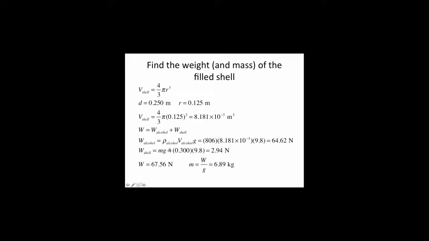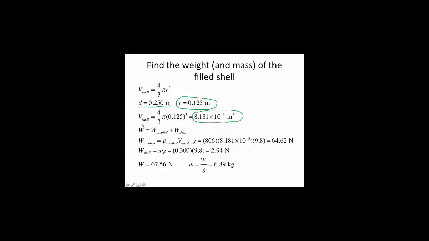Okay, you know this is a spherical shell, so the volume is 4/3 pi r cubed, but we're given a diameter. So we have to divide the diameter by 2 to get the radius. We plug that into our volume equation, 4/3 pi r cubed, and we get a volume of the shell.